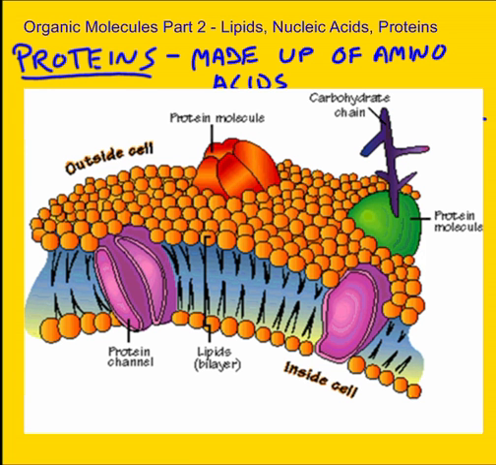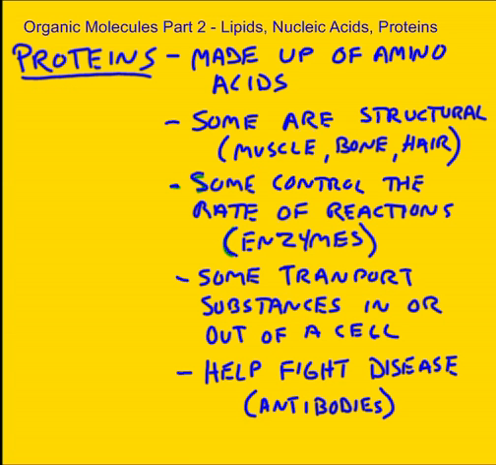Going back to this cell membrane diagram that I showed earlier, we can see here some proteins that are embedded in the cell membrane. Here's a protein channel, which is going to help move things. Here's another protein molecule. Here's another protein molecule. They're part of the cell membrane, and their job is either in communicating information across the membrane or actually moving molecules in or out. Proteins also help in fighting disease. Antibodies are proteins.